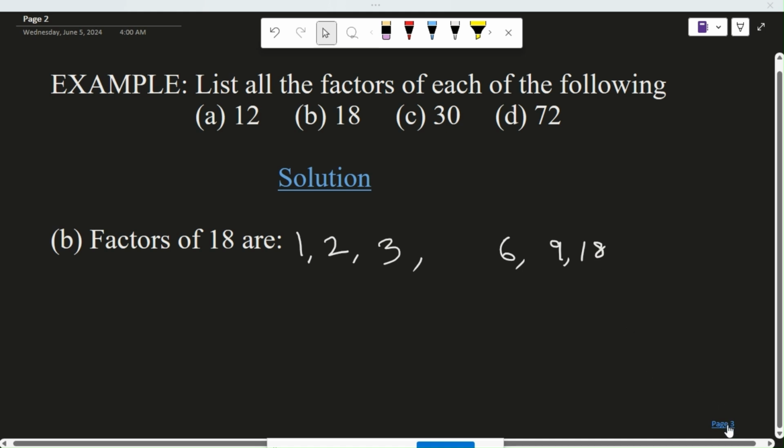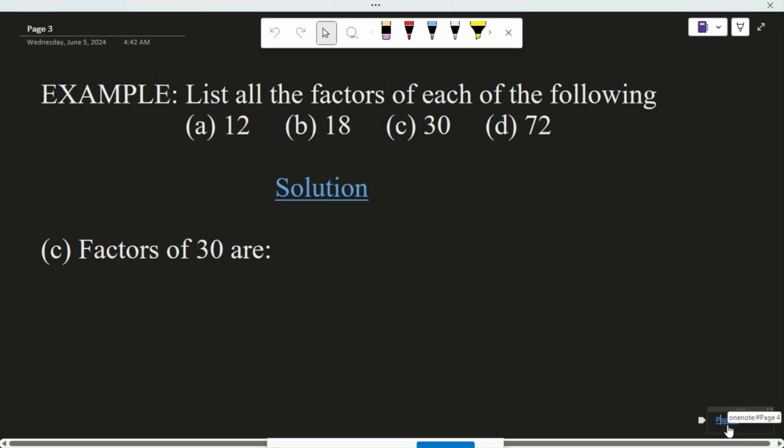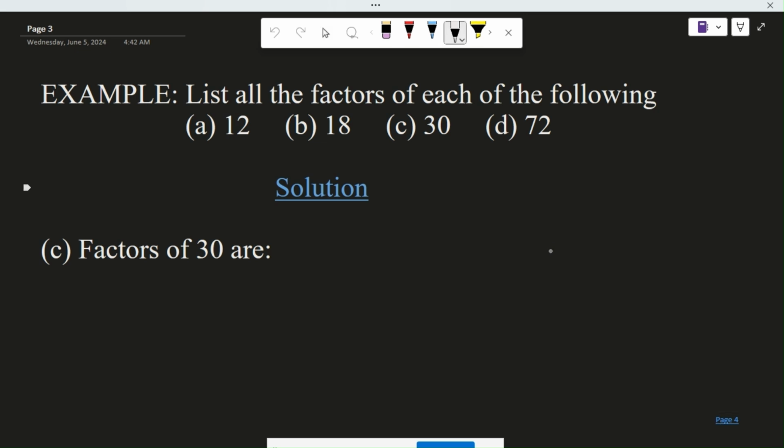So let's move to C. Let's consider C. We are listing the factors of 30. Okay, so we write 30. 30 divided by 1, our outcome will be 30. Then we have 1, comma, now keep the 30 here.